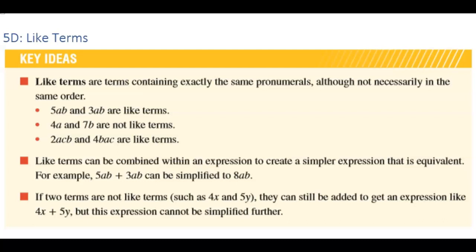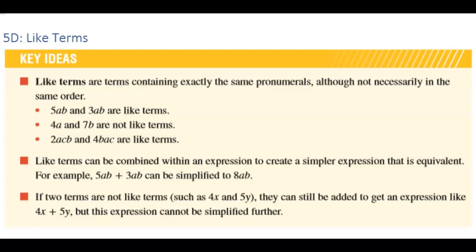In the third point, we've got 2ACB and 4BAC, which are like terms. They contain the same pronumeral part, the letters are just in a different order. As juices, we've got 2 apple, carrot, banana, and 4 banana, apple, carrot, but the juices contain the same components. It doesn't matter about the coefficient, the number out the front. We're only looking at the pronumeral part. They're like terms because they both contain the letters A, B, and C.